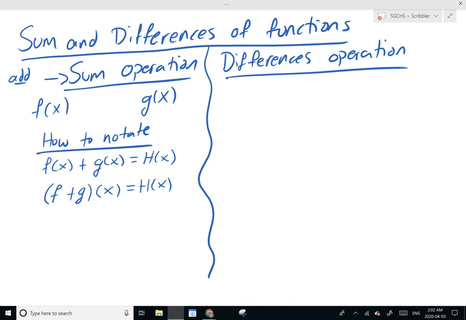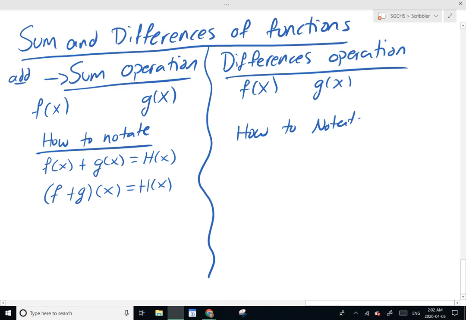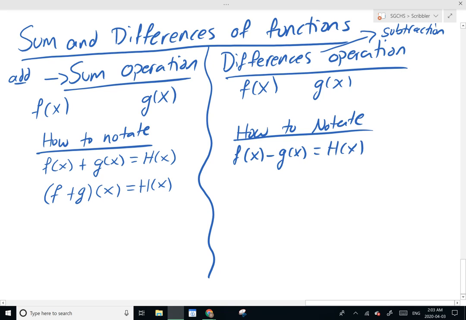If we look at differences of functions, let's say we again have our functions f of x and g of x. How to notate this is very similar, except it's the difference of these two things, which is subtraction. So it's going to be f of x minus g of x, and that equals some new function h of x. And then we could have brackets here and represent it in such a manner that it looks like this.